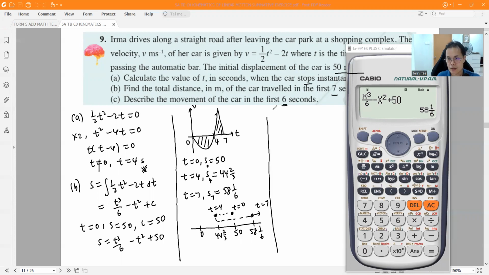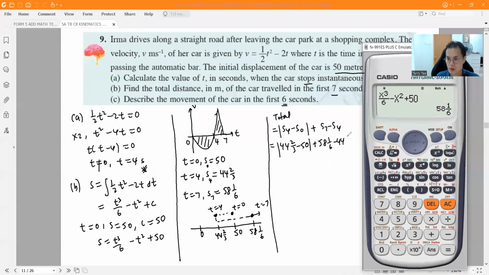Now let's find the total distance. Your total distance will be S4 minus S0, and this part here is going to be negative, right? Then followed by S7 minus S4. My S4 is 44 2/3. My S0 is 50. You take the modulus. My S7 is 58 1/6. You minus 44 2/3.